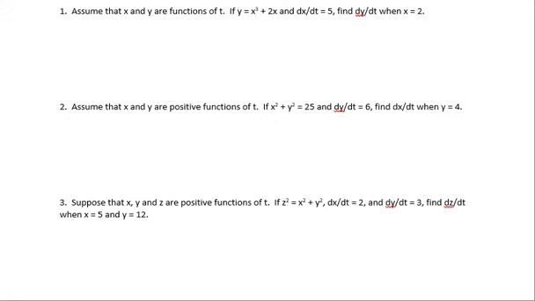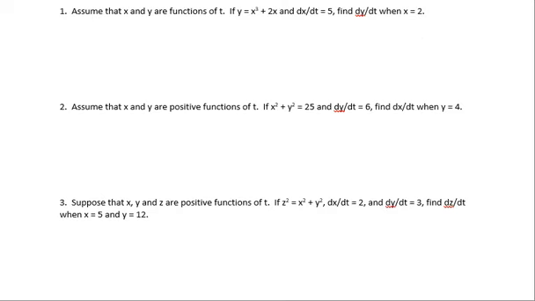So let's work through a few examples so we can see what we are working with related rates. The first one here, assume that x and y are functions of t. So those are our two quantities, x and y, and they are related as some function of t. Everything that we're doing, we have it with respect to t. If y equals x to the third plus 2x and dx/dt, so that is the derivative of x with respect to time, equals 5. Find dy/dt when x is 2. So dy/dt, that means the derivative of y with respect to t. And we're looking at x being 2.